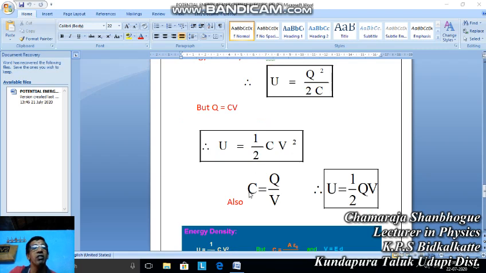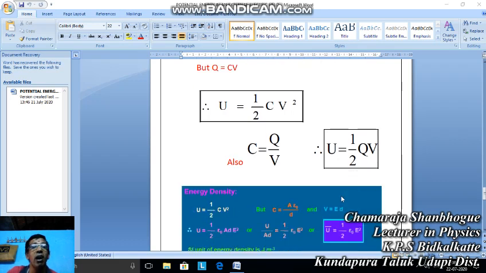If you substitute C is equal to Q by V, which is also from the principle of capacitance, in place of C, then one V cancels, we get U is equal to half QV. So the expression for energy stored in the capacitor is either Q square by 2C, or half CV square, or half Q into V. This is about energy stored in a capacitor.